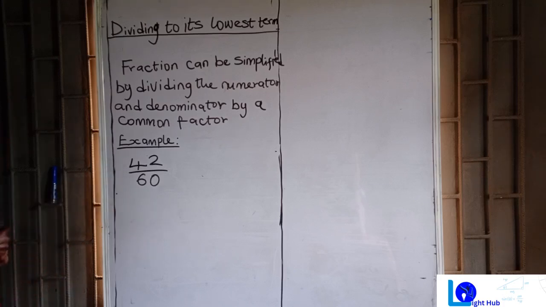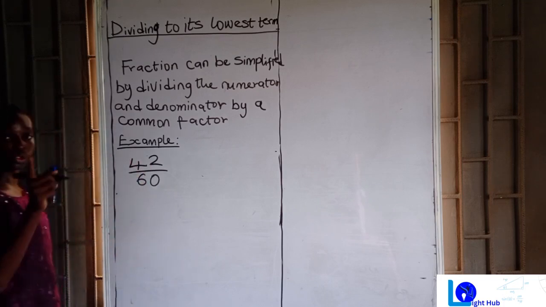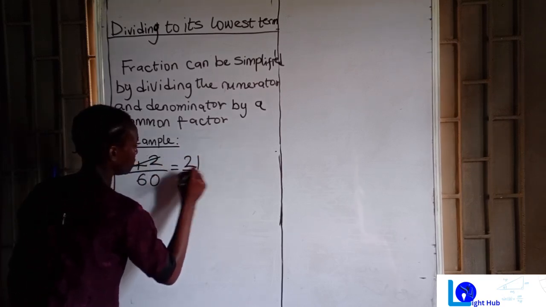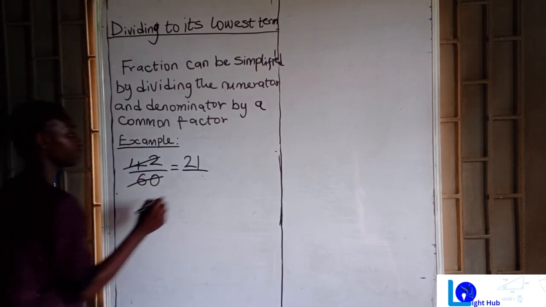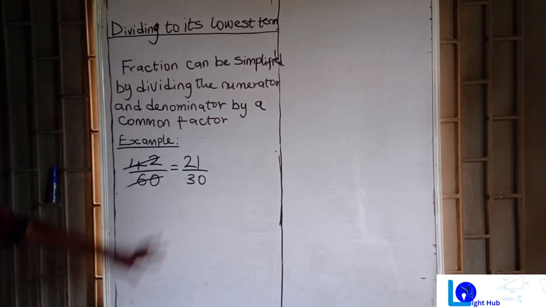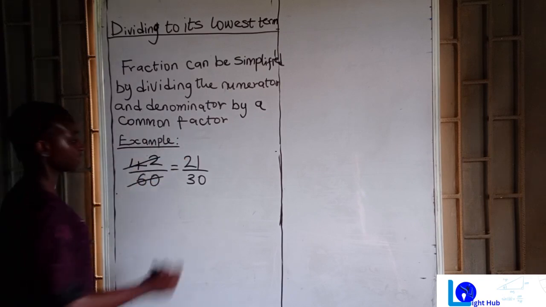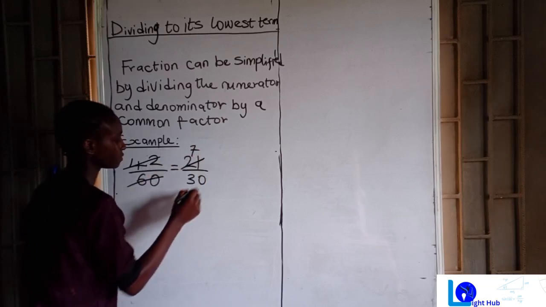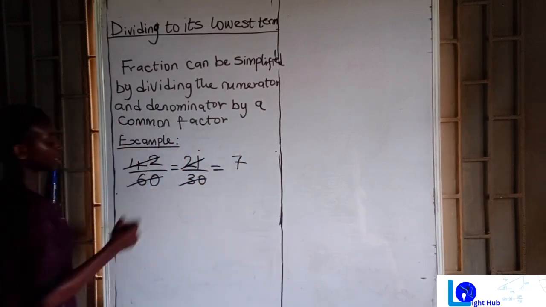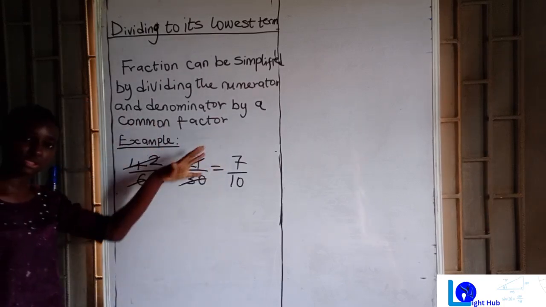What can it be divided by? Since the number up is an even number and the number down is an even number, we use 2. 42 divided by 2, we get 21, over 60 divided by 2, we get 30. Then we divide further. It has not been simplified to its lowest term because there is something that can still divide. 3 can divide, yes. 3 in 21, we get 7. 3 in 30, we get 10. So right now, nothing can divide. It has been divided to its lowest term.